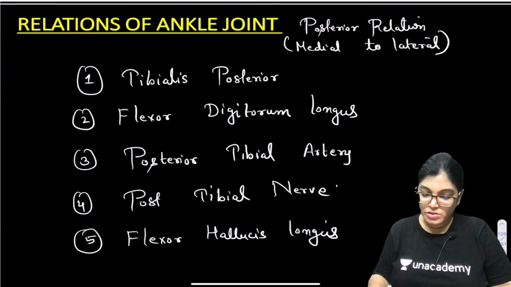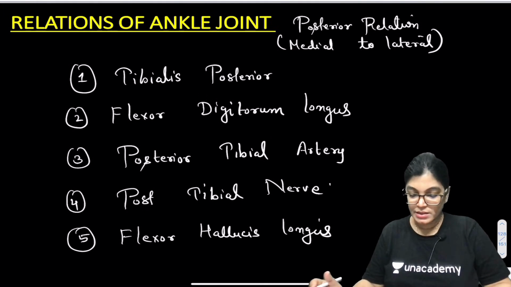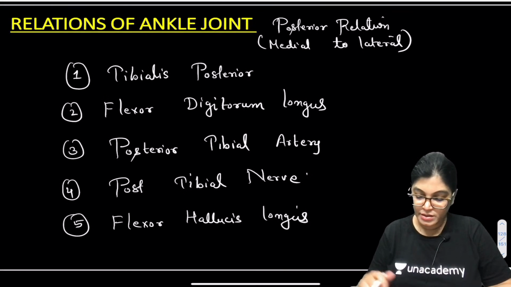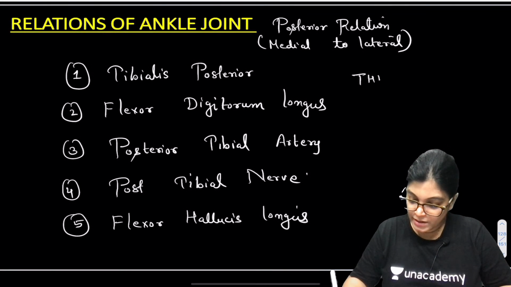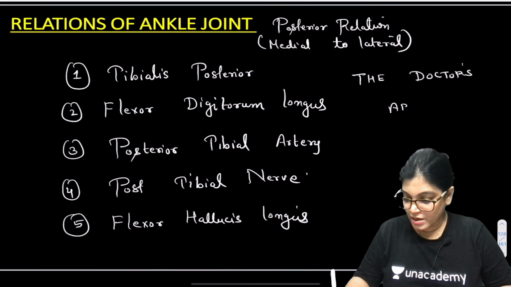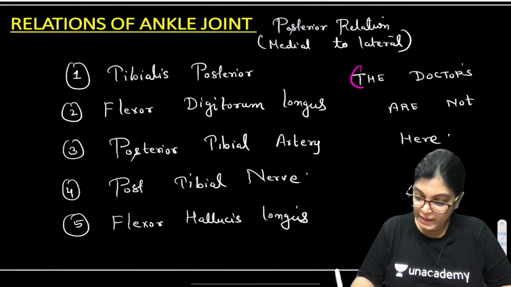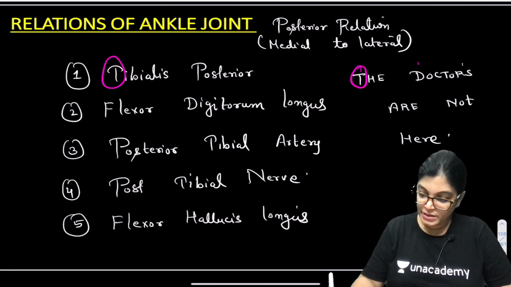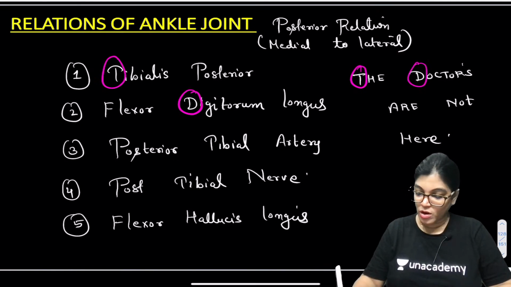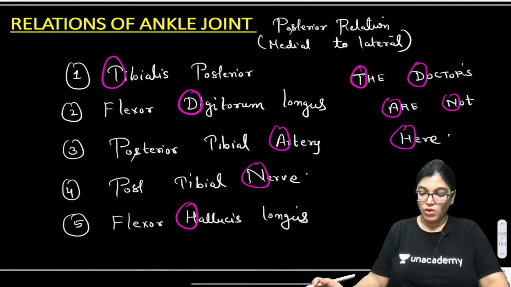Now, here also there is a mnemonic to memorize: the doctors are not here. T for tibialis posterior, D for flexor digitorum longus, A for artery, N for nerve, that is posterior tibial nerve, and H for flexor hallucis longus.